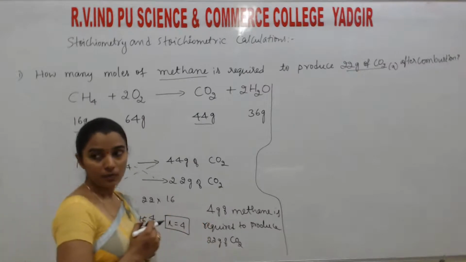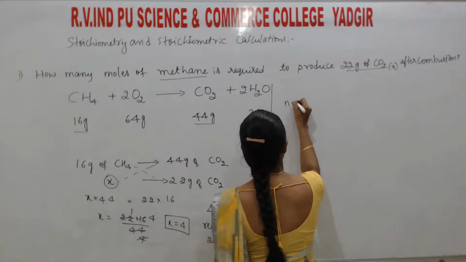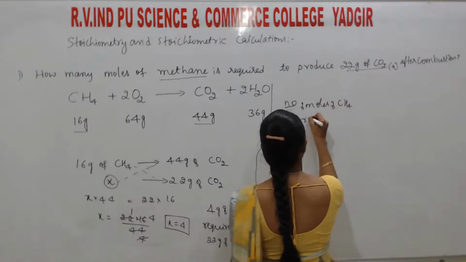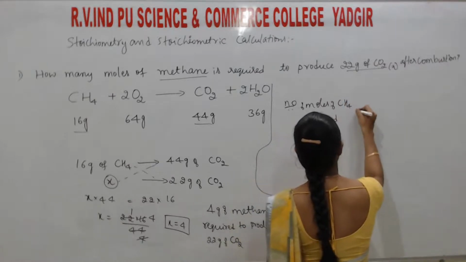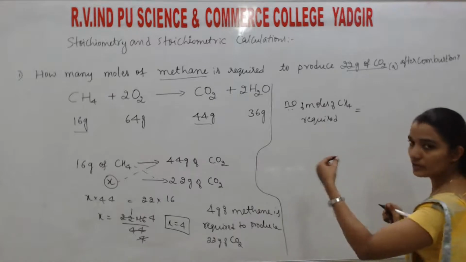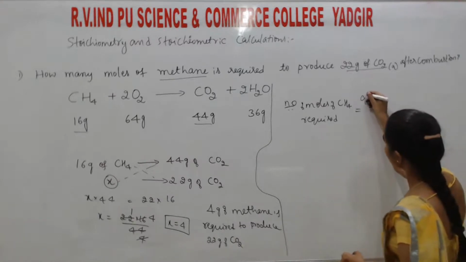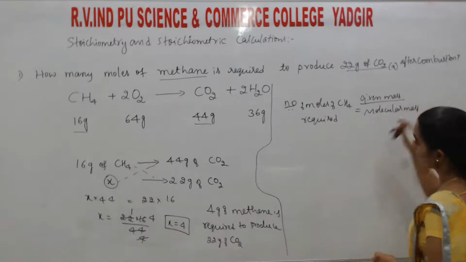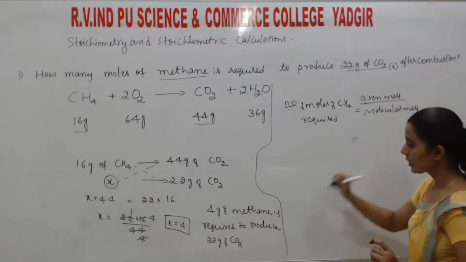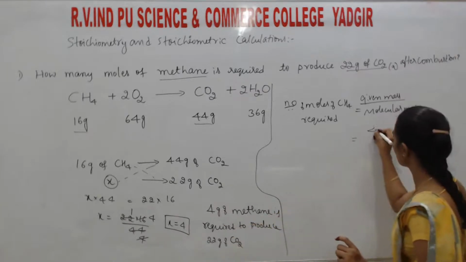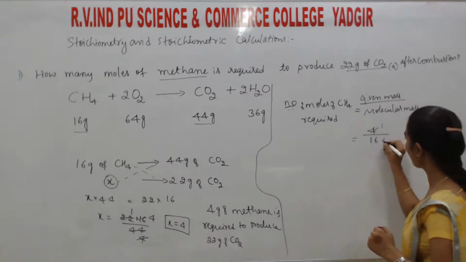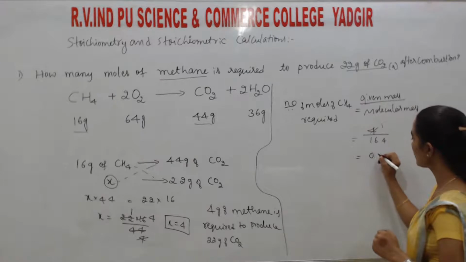Now we have to calculate moles. Then how can you calculate the number of moles of CH4 required? The formula for number of moles is given mass divided by molecular or atomic mass. Here CH4 is a molecule, that's why it is molecular mass. The given mass we got is 4, divided by molecular mass, which is 16. So 4 ones are 4, fours are 16, so 1 divided by 4 means that is 0.25.